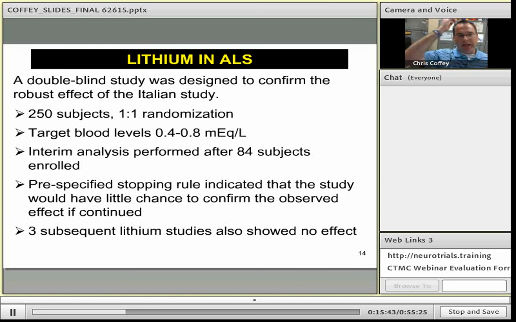So NIH actually worked with investigators to put together a rigorous double-blind study to try to see whether that robust effect in the Italian study could be confirmed.